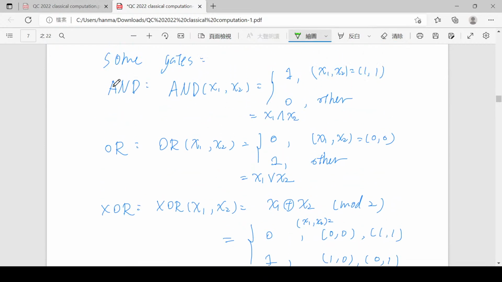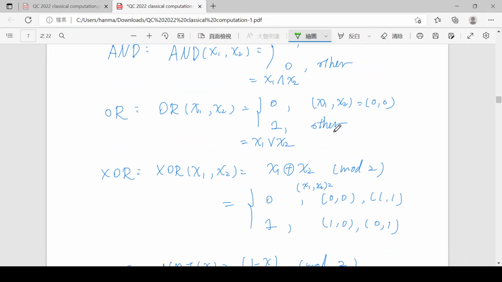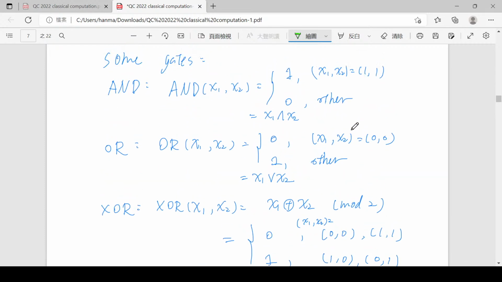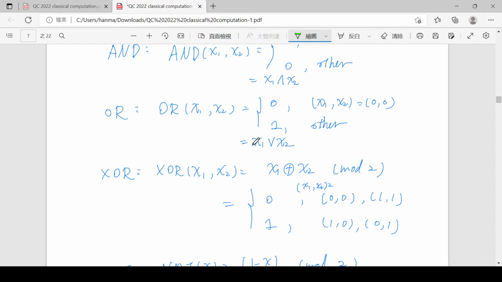And so there is AND, and there is OR. So the OR gate is kind of a reverse of AND. It's 0 only if both x1 and x2 are 0. And so all 3 other possibilities give you 1. And in terms of logical notation, it is x1, and OR is this symbol, and x2. Okay.